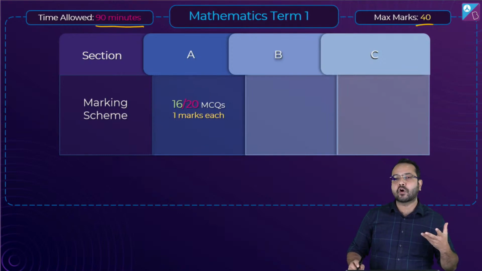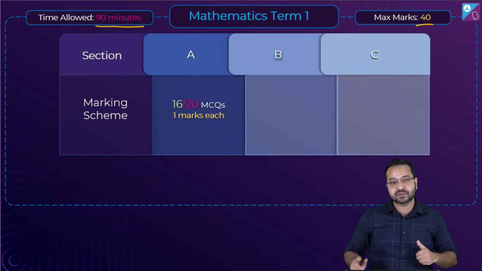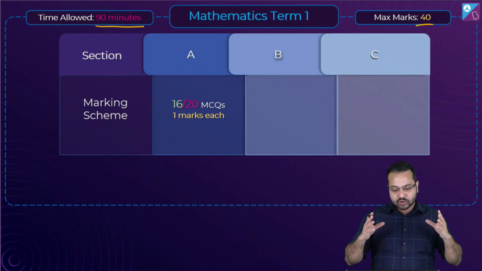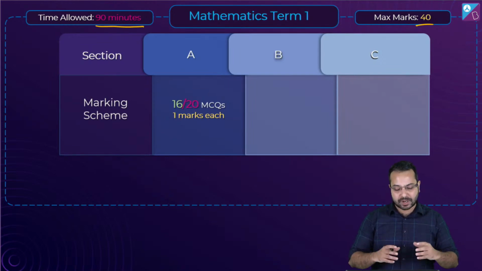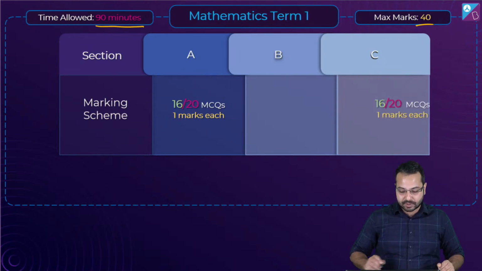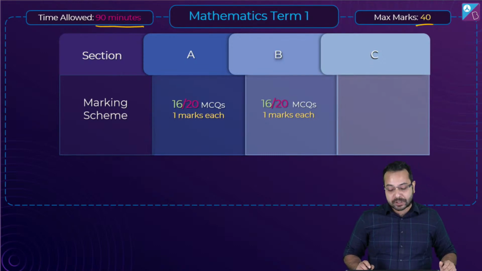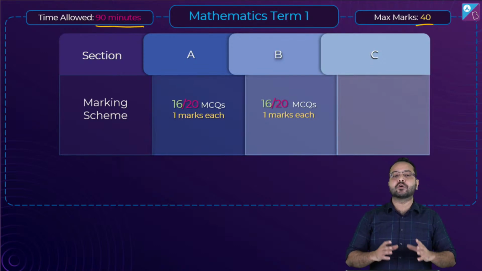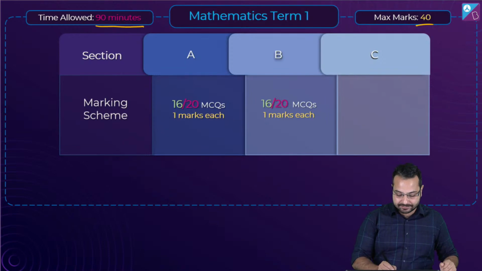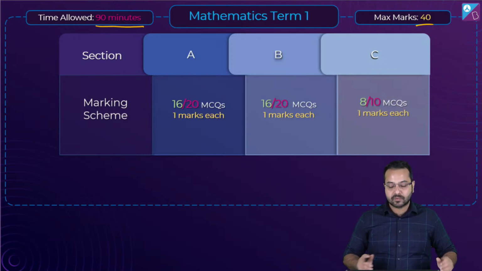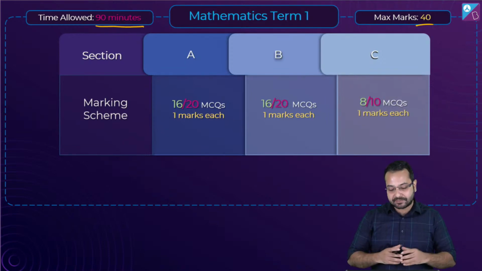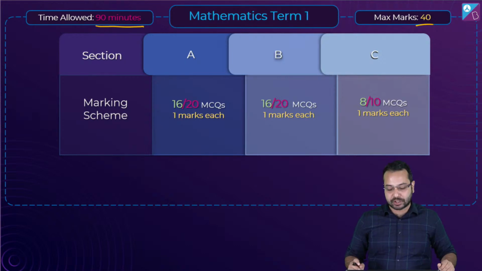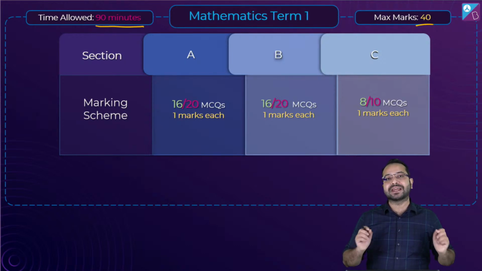There are going to be 4 options. You have to choose the correct option. So these are objective questions. Out of these 20 questions, you have to attempt only 16. In Section B also, there are going to be 20 questions and you have to attempt only 16. And Section C is going to consist of 10 MCQs in which you have to attempt 8 questions.